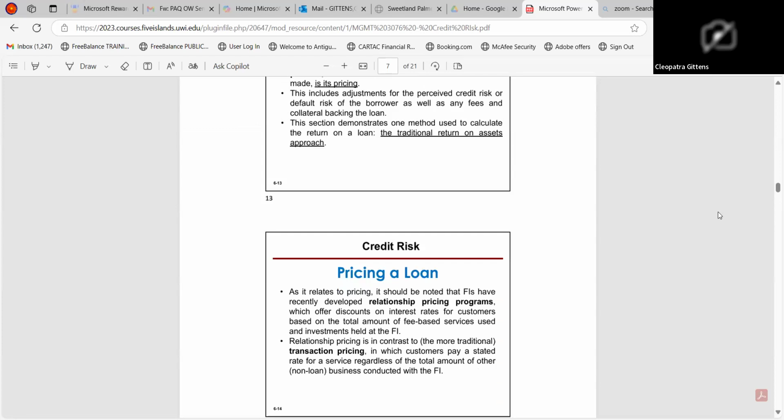There are different types of pricing. So you have what we call relationship pricing, where the bank looks at the type of customer. Is this a good customer?